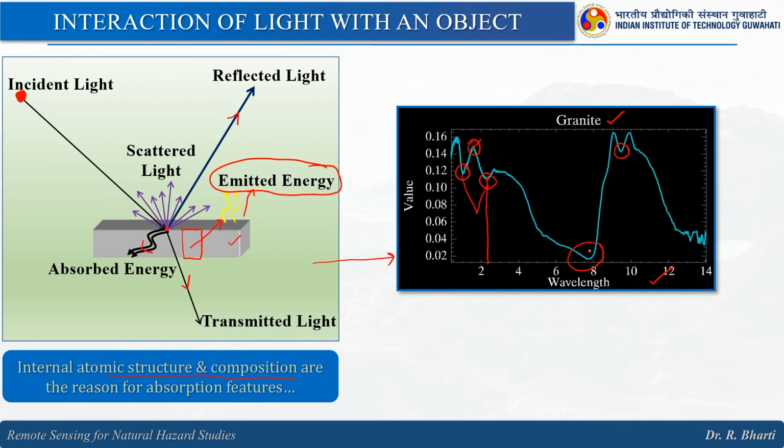So, these wavelengths where we get the characteristic absorption feature, this characteristic absorption feature can be considered as the fingerprint of that material that can be used to identify the material in any given satellite image, right.